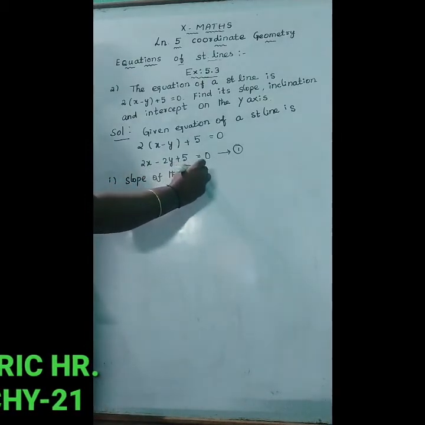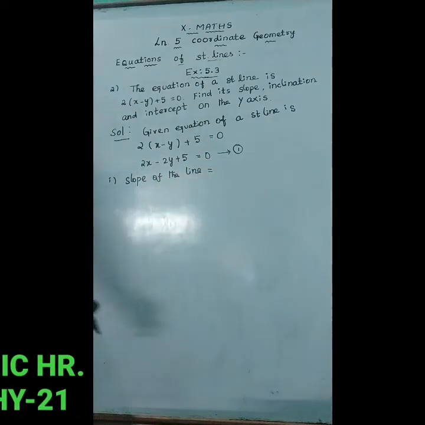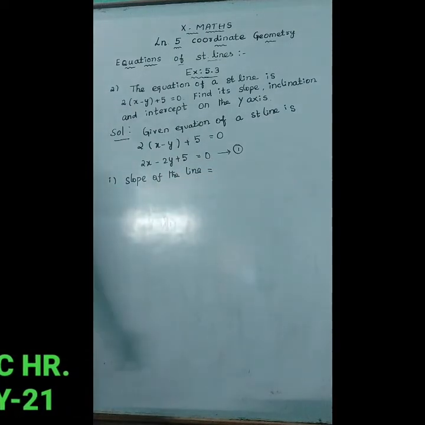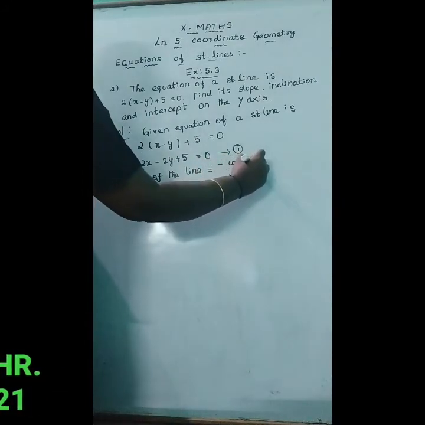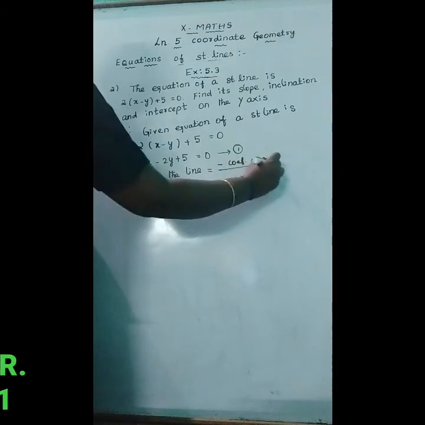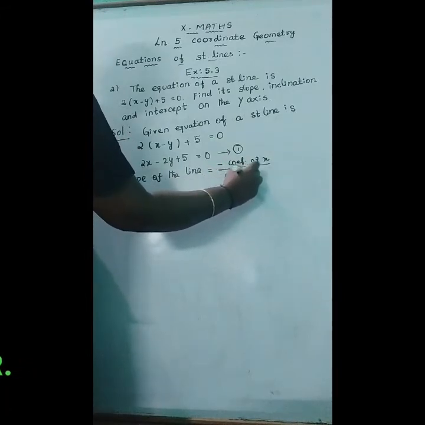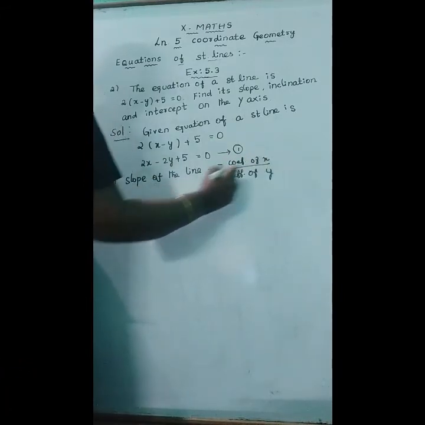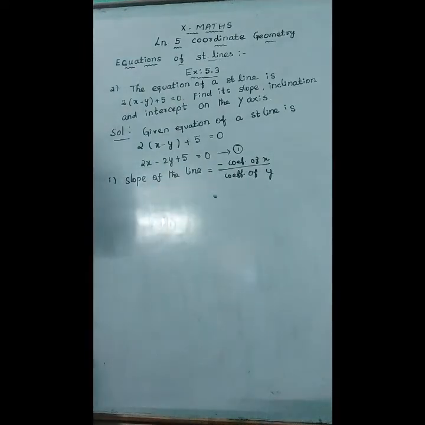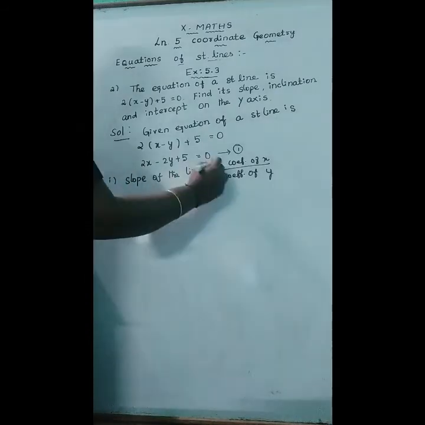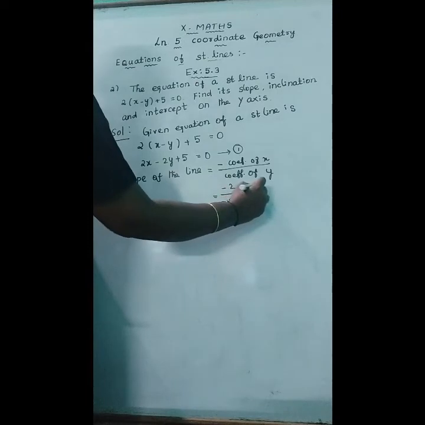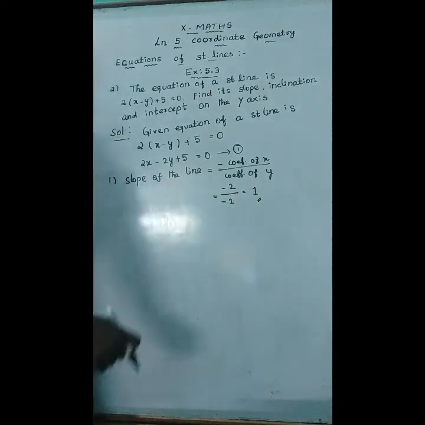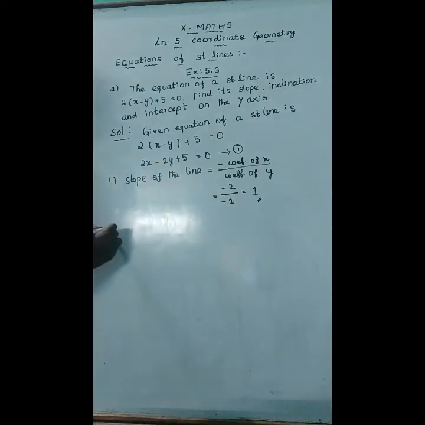Slope of the line. Already we know the equation is given. Find the slope using this formula: minus the coefficient of x divided by the coefficient of y. So here the coefficient of x is 2, the coefficient of y is minus 2. Minus 2 divided by minus 2 is equal to 1. So the slope of the line is equal to 1.